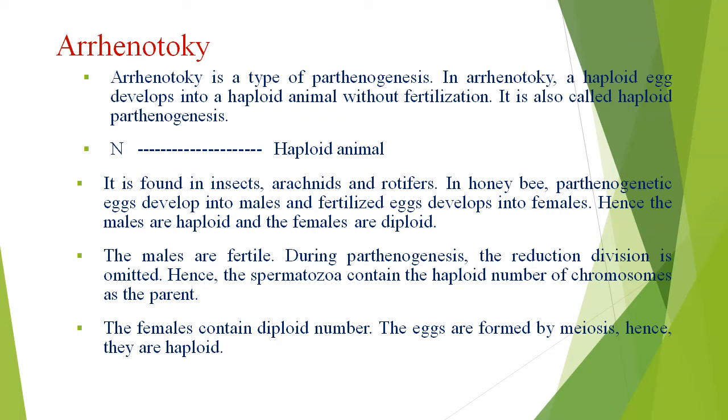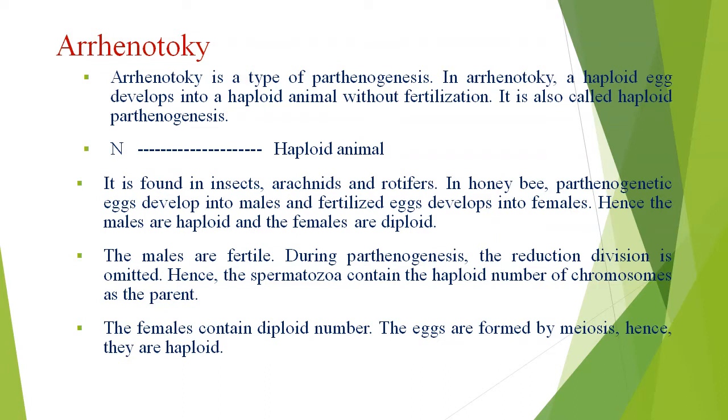When I talk about arrhenotoky, it's a type of parthenogenesis. In this case, a haploid egg develops into a haploid animal without fertilization. It is also called haploid parthenogenesis. It is found in insects, arachnids, and rotifers. In the honeybee, parthenogenetic eggs develop into males and fertilized eggs develop into females. The males are haploid and the females are diploid. Very important point, the males are fertile.